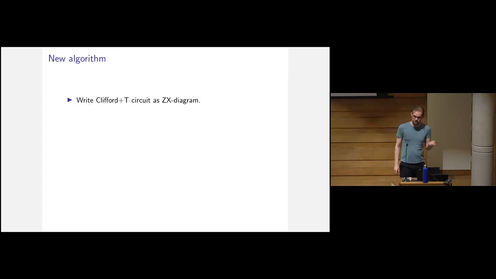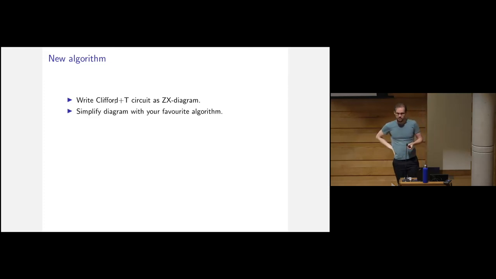Our first step is we write our Clifford plus T circuit as a ZX diagram. Or really, we plug in a state we want to input, and we plug in an effect we want to calculate from. And that is the scalar ZX diagram we get. Then we simplify this diagram with your favorite algorithm, whatever you want.